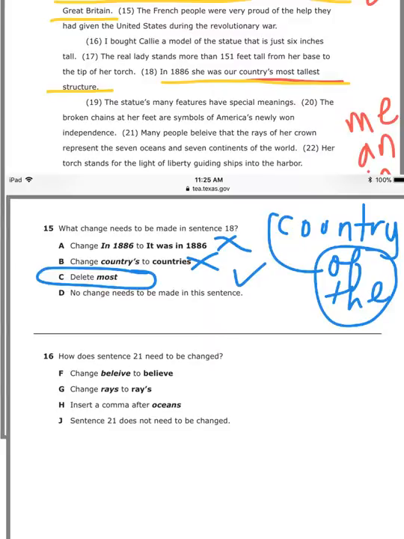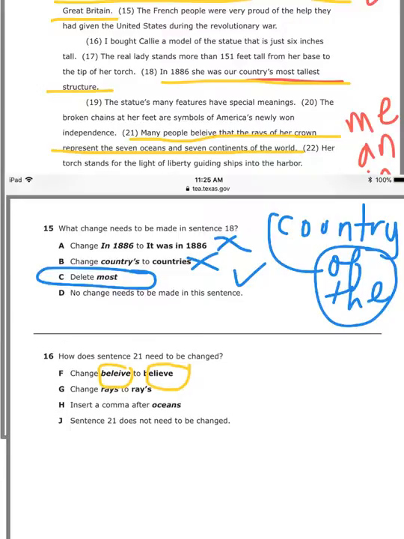And number 16. How does sentence 21 need to be changed? So grab a color. I'm going to use my yellow. I'm going to underline sentence 21. Many people believe that the rays of her crown represent the 7 oceans and 7 continents of the world. Okay? You need to find this word in the dictionary to check the spelling. Maybe you are not certain.